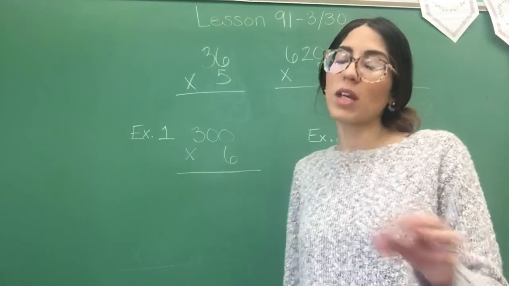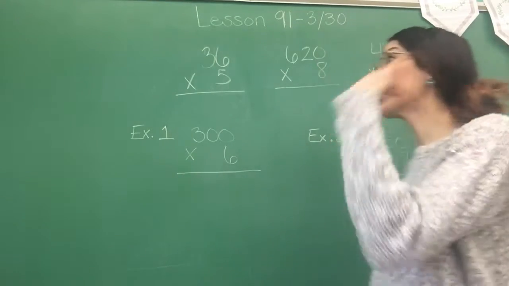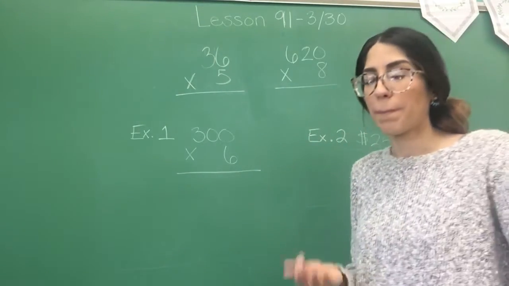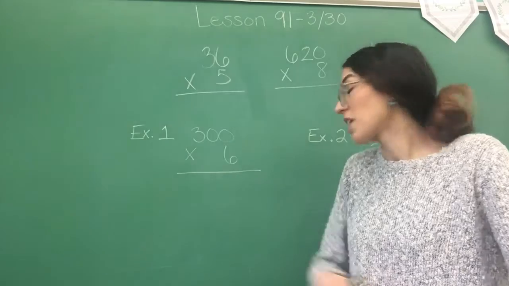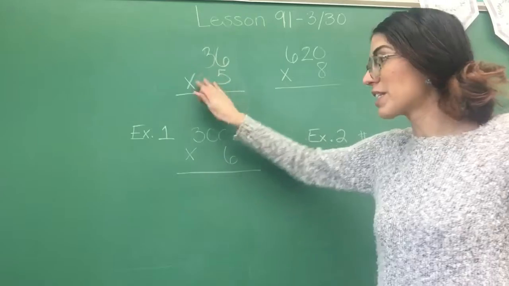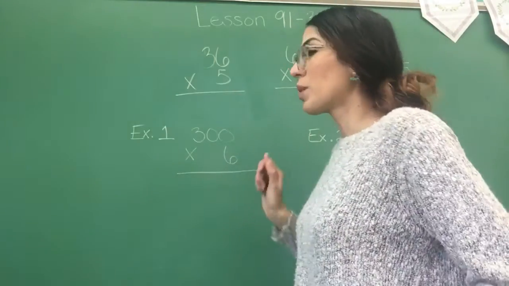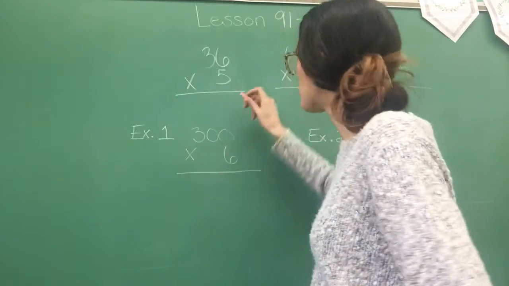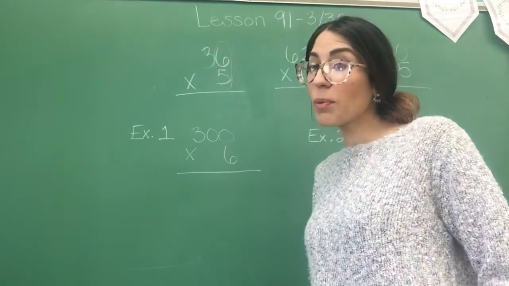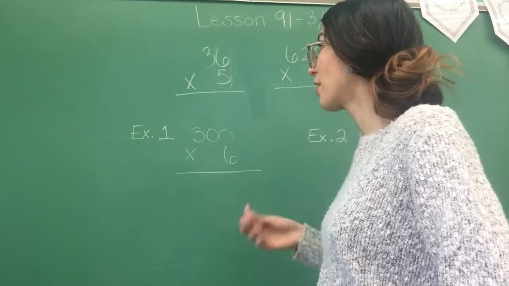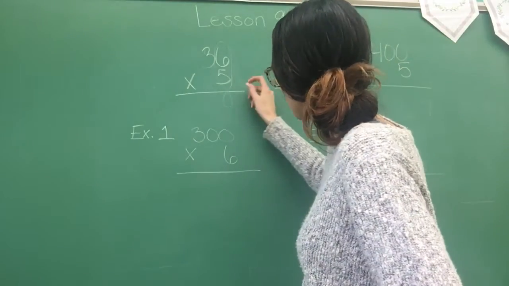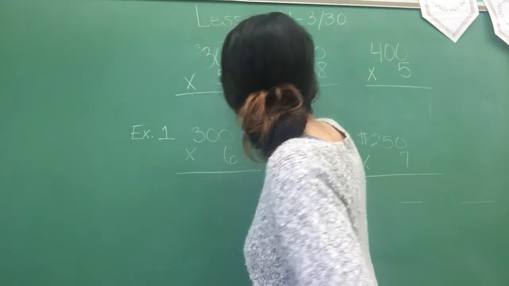So what is the first thing we do when we multiply our two-digit numbers? Where do we start first? In the what place? That's right, in the ones place, okay? We start in the ones place. So we have 36 times 5, right? So we start in the ones place. So what do we do first? We multiply 5 times 6. So 5 times 6 is what? That's right, 30. And we're going to put the 3 and the 0 where? Yes, 0 on the bottom. Okay. 3 on the top.